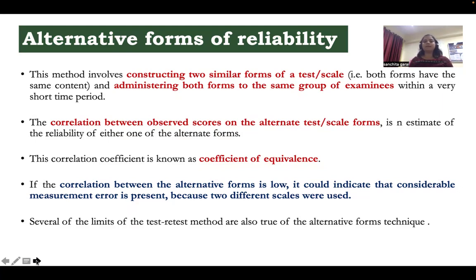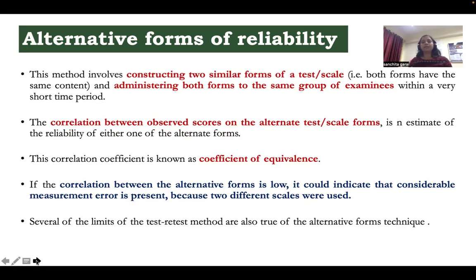Both forms have the same content, and both forms are administered to the same group of examinees within a very short period of time. This means if two individuals are there, we prepare one questionnaire schedule, ask them the questions, and they give the answers. Both are different questionnaires, but almost similar or similar types of questions will be there.